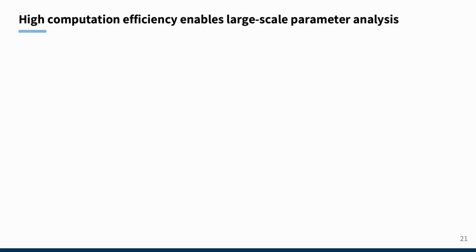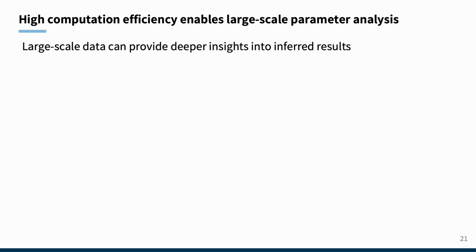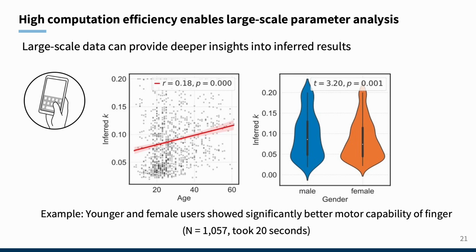Finally, amortized inference made it possible to identify parameters for over 1,000 individuals in a short time. This offered researchers a new way to analyze large-scale behavior data and gain deeper insights about users. For example, we can investigate how parameter values inferred for each individual are distributed in the population. In our study, we found a significant correlation between demographic factors and the parameter values of users' finger motor capability, showing that younger and female users have better motor skills of the finger.